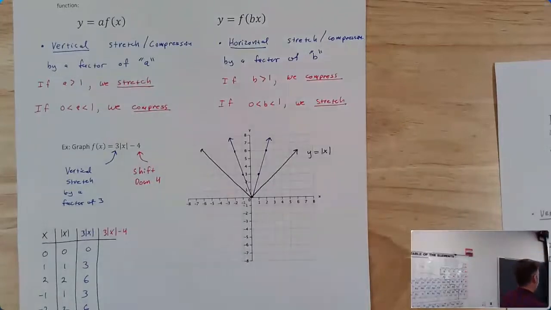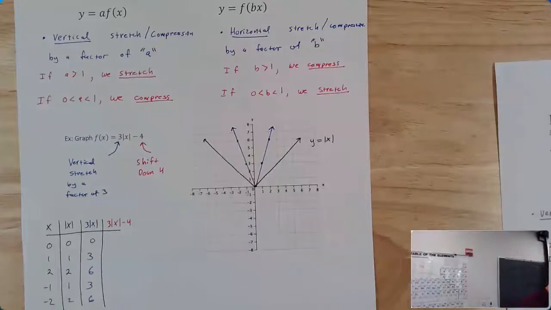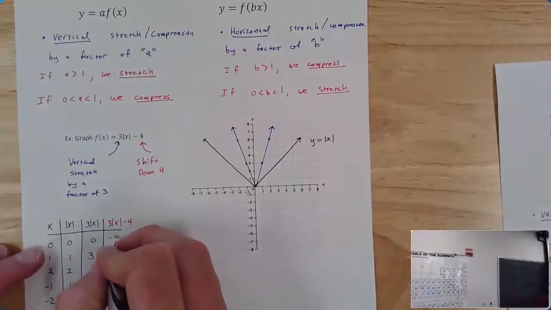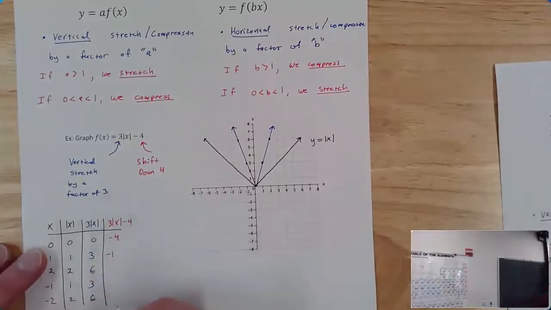And then the last part's not terrible. The last part, we're just going to shift it down by 4. So every y value is going to be 4 less than it was a moment ago. So if I subtract by 4, 0 minus 4 is negative 4. 3 minus 4 is negative 1. 6 minus 4 is 2. 3 minus 4 is negative 1. 6 minus 4 is 2.